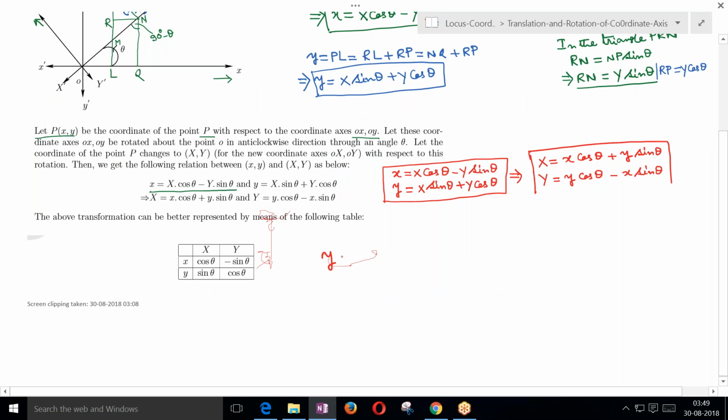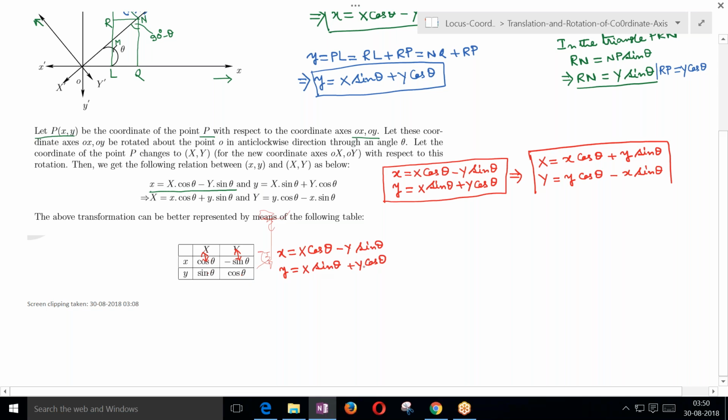So what we get is, what I wanted to mean is something like this: lowercase x is equal to capital X cos theta. That means you multiply x and cos theta, and then you multiply y with minus sin theta, so minus y sin theta. And similarly, you'll find lowercase y is equal to x times sin theta, and y times cos theta, so x sin theta plus y cos theta.